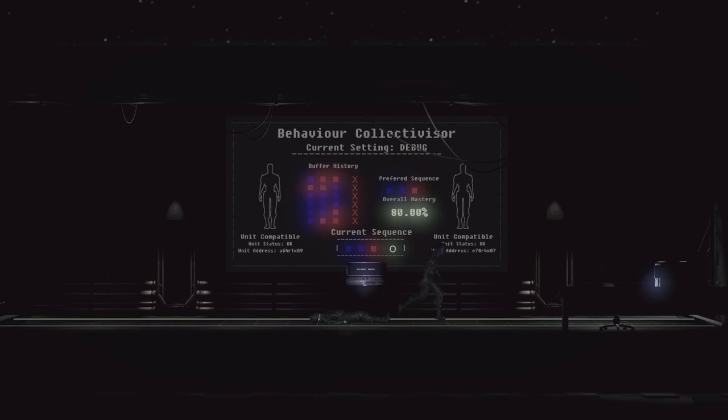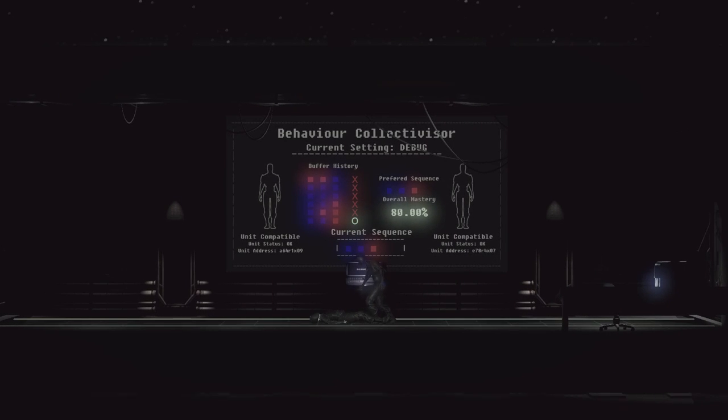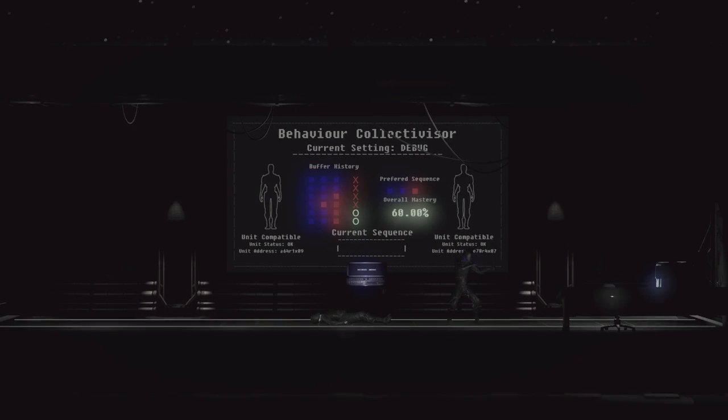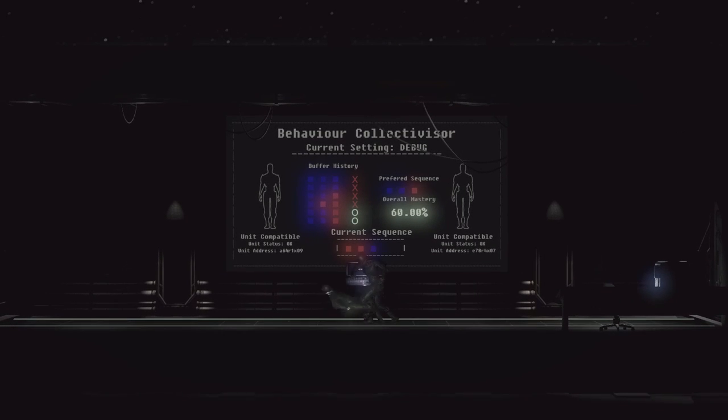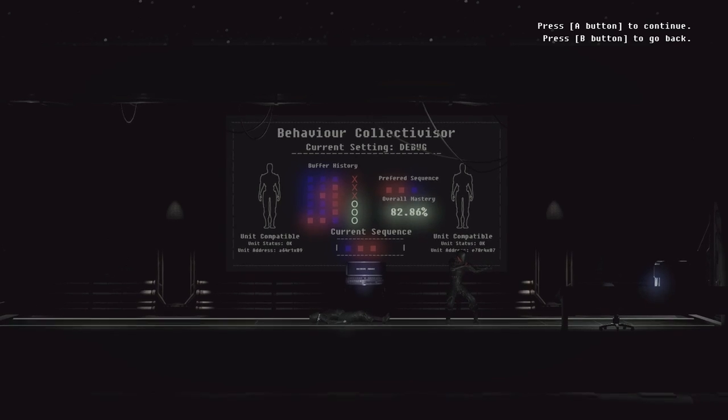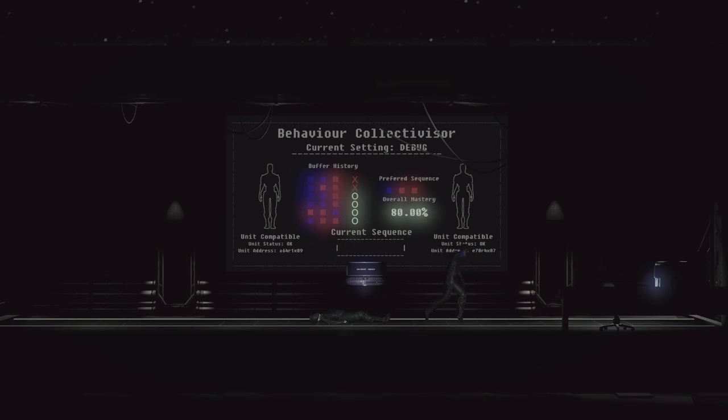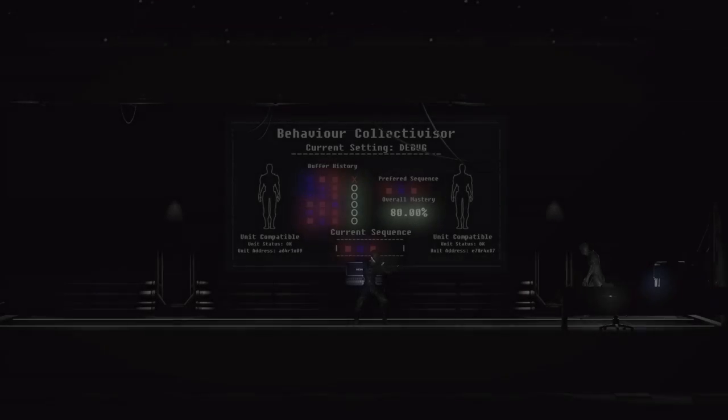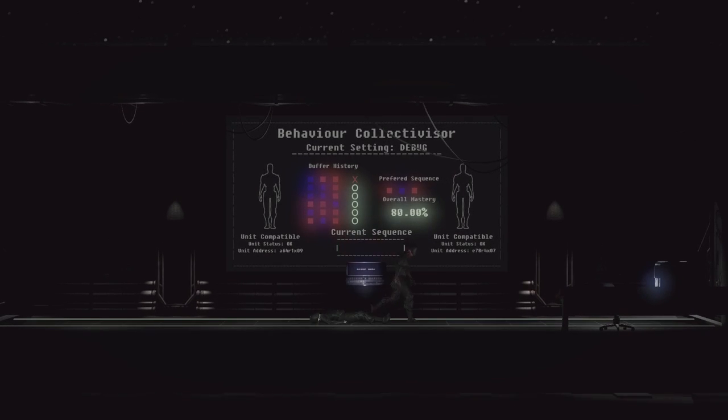Bonk. It's A button to continue, B button to go back. Overall mass D 60%. Bonk. Wait, what? Oh, that's like a... Alright, just punch. That's all you gotta do. Just punch. Punch every time. 60% of the time, it works every time. Wait, what do you mean 60%?